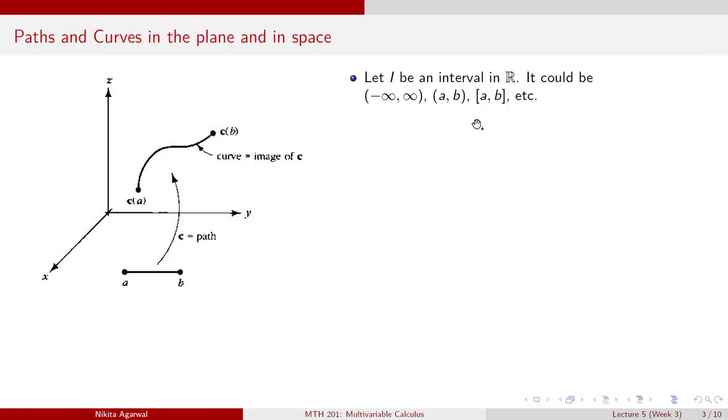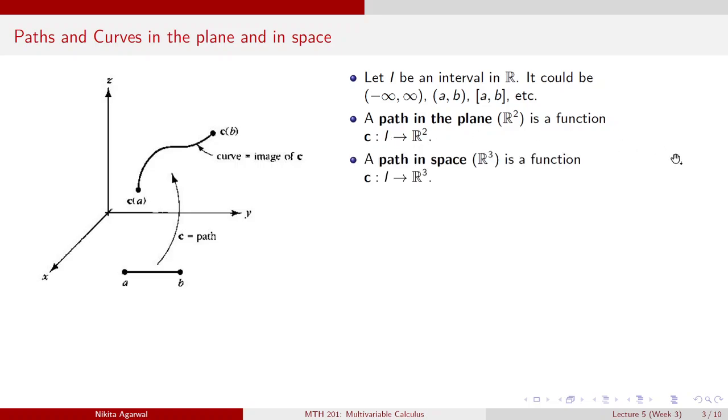So let I be an interval in R. It could be any kind of interval. It could be all of R. It could be an open interval, closed interval, half open, half closed, anything possible. A path in a plane R2 is a function C from the interval to R2. And a path in space R3 is a function C from I to R2, I'm sorry, R3.